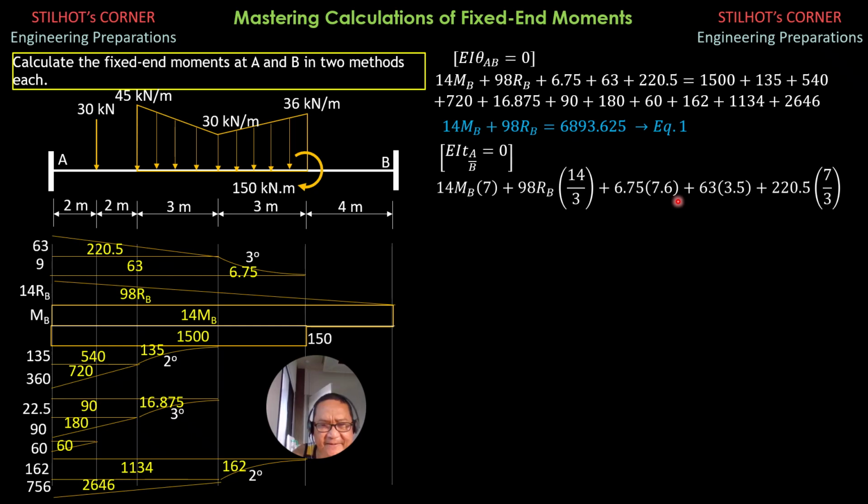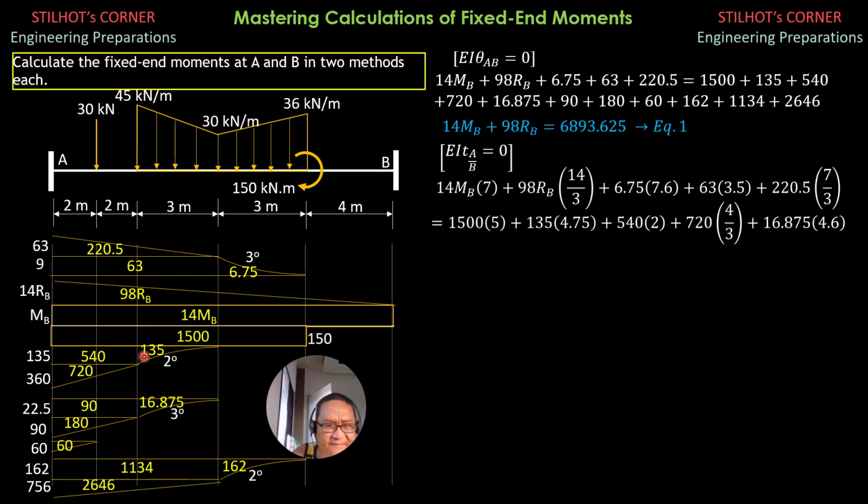So 6.75 times 7.6 plus 63 times 3.5, of course half of 7, plus 220.5 times 7 thirds, then equals 1500 times 5 plus 135 times 4.75. For this 135 here, the distance of each centroid from this end is 3 divided by 4, or 0.75, where 4 is 2 degree plus 2.